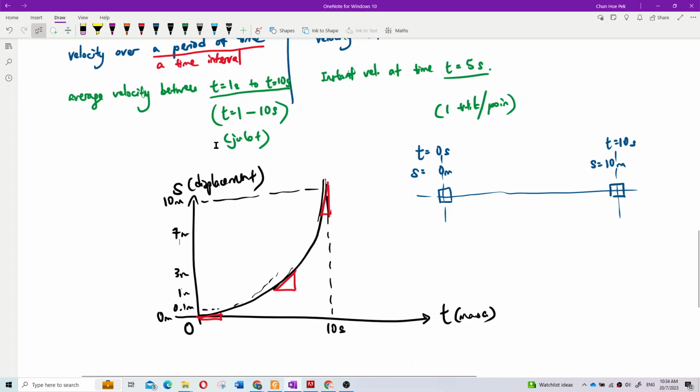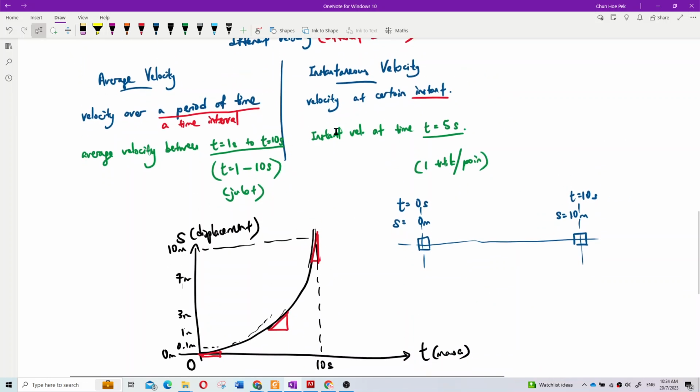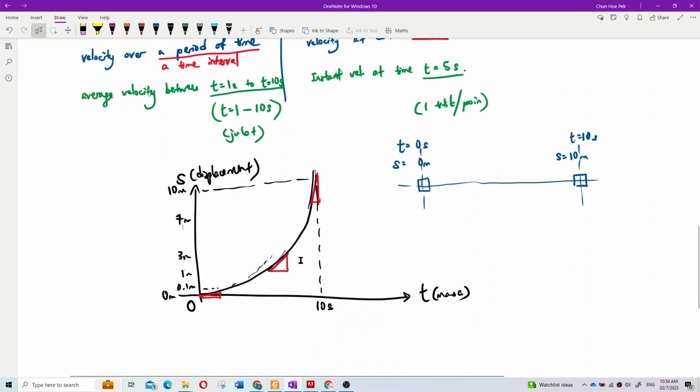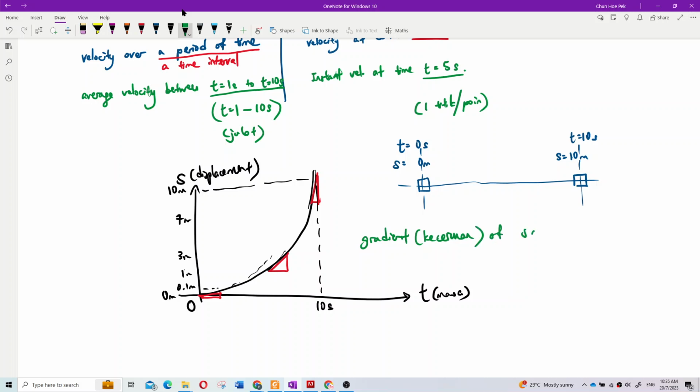So, what is the difference between average velocity and instantaneous velocity? This is what I want to explain. Look at this graph. When we want to talk about the kecerunan graph, kecerunan dalam bahasa Inggeris ialah gradient. You understand, class? Gradient is called kecerunan. So the gradient of displacement time graph is actually velocity. Velocity ialah ds dt.